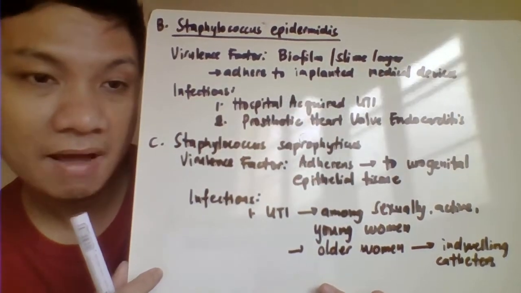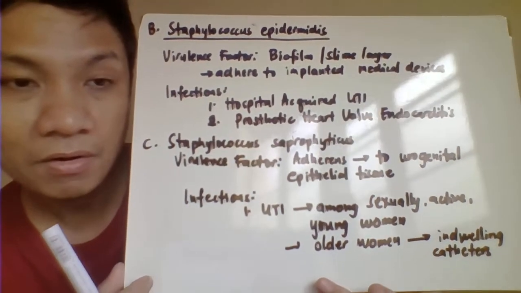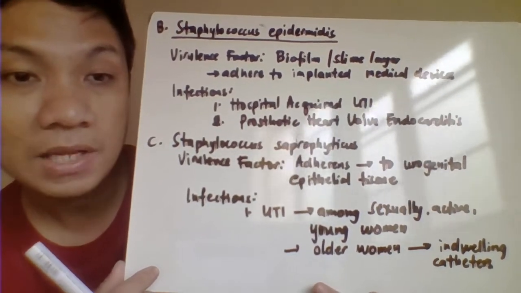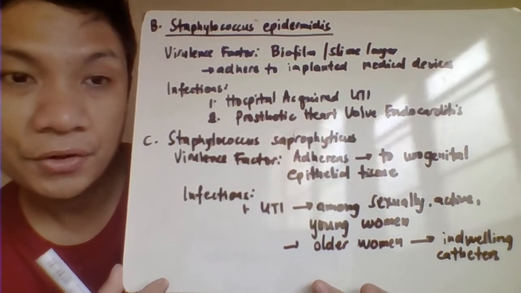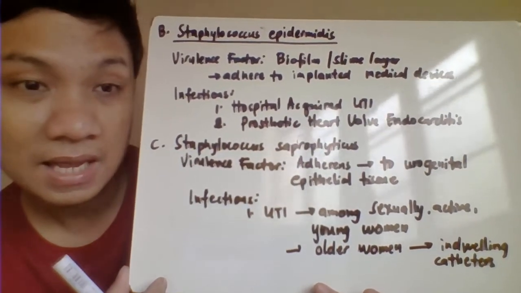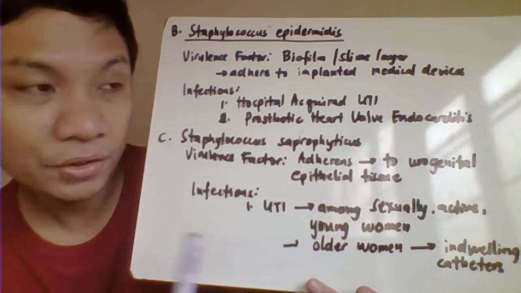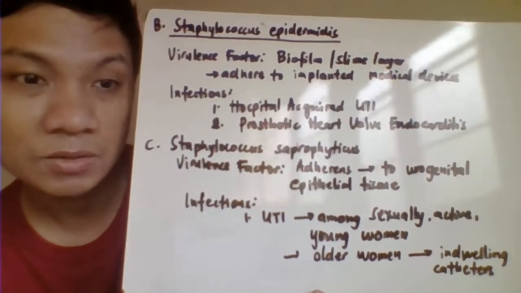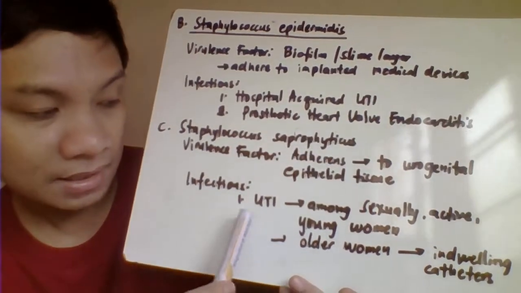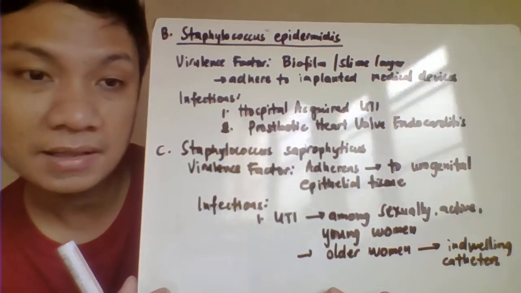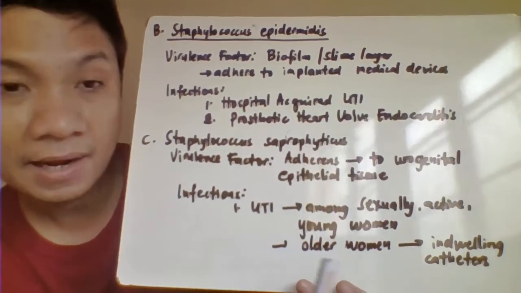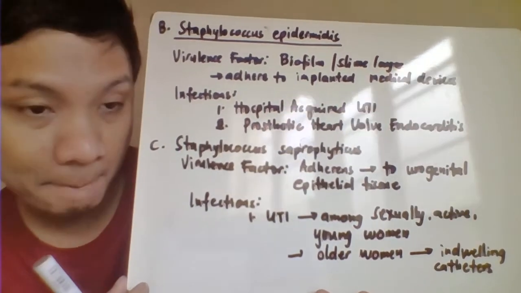Okay, next we have your Staph saprophyticus. The Staphylococcus saprophyticus basically contains the adherence protein that allows it to adhere to the urogenital tract. Pag sinabing urogenital tract, that's your kidney, so more of the kidney and sexual organs. This saprophyticus basically causes urinary tract infection among sexually active young women and even in older patients having an indwelling catheter attached to them.